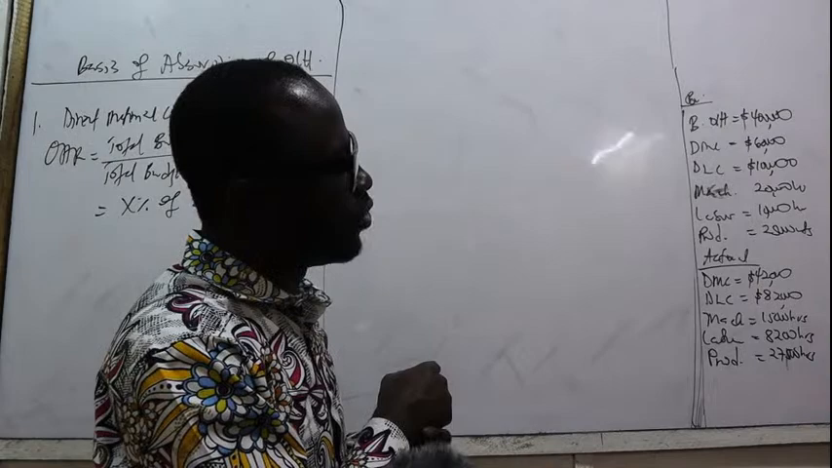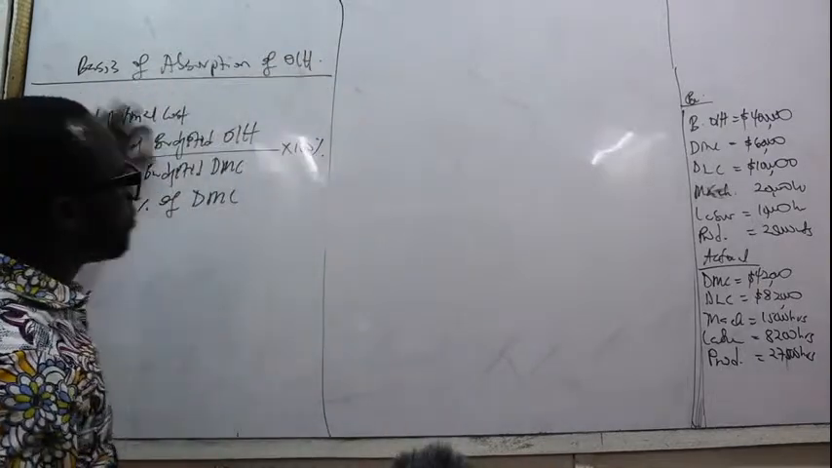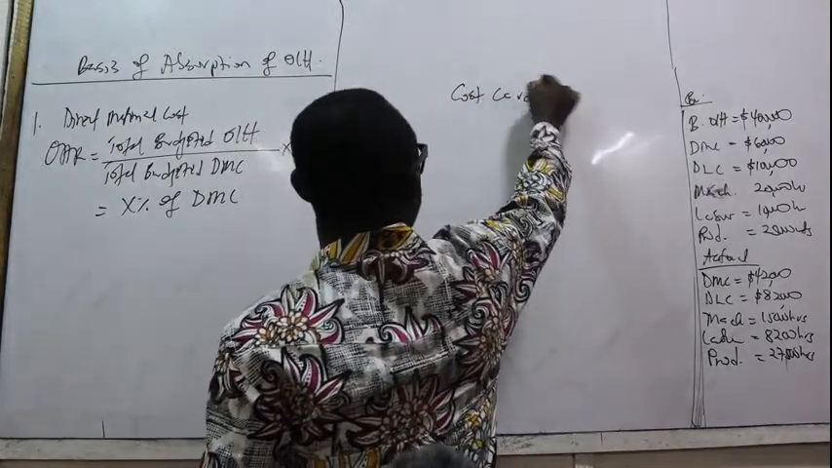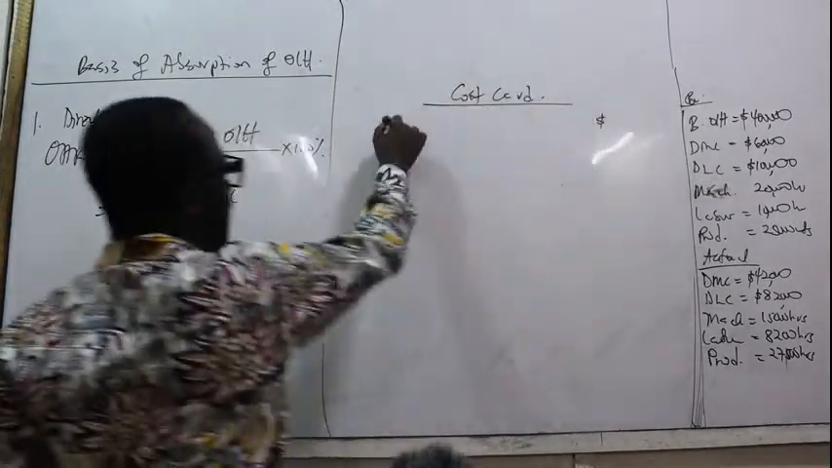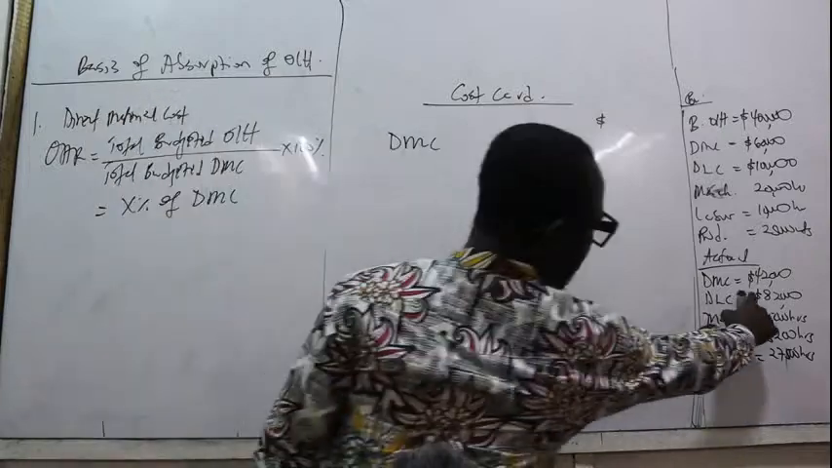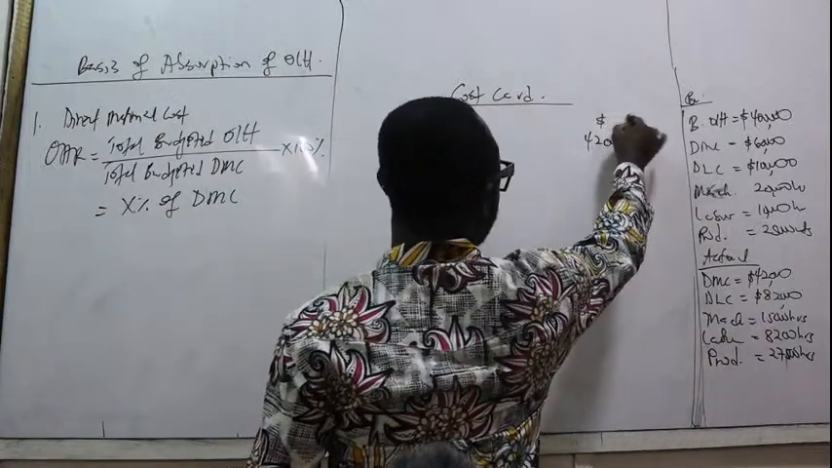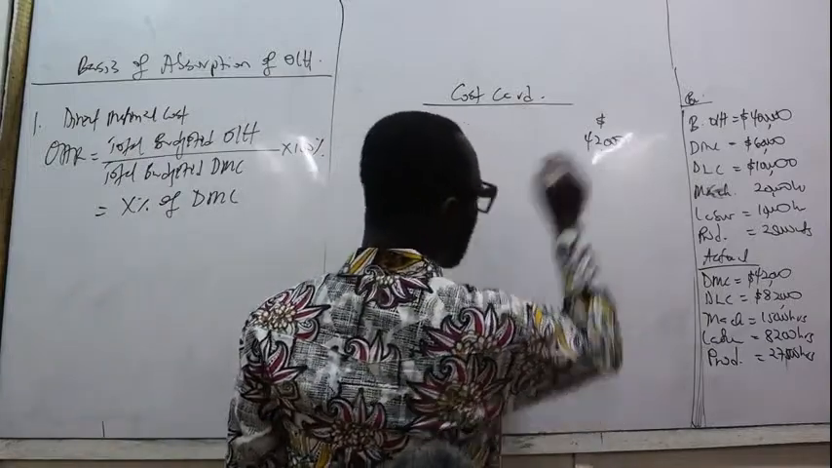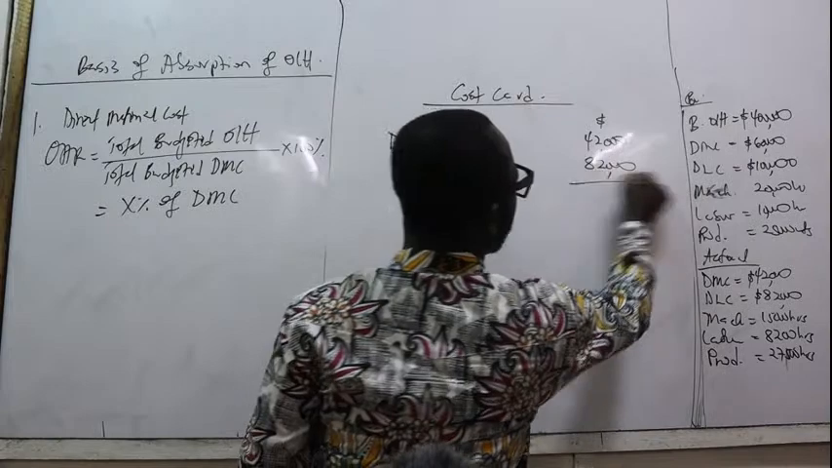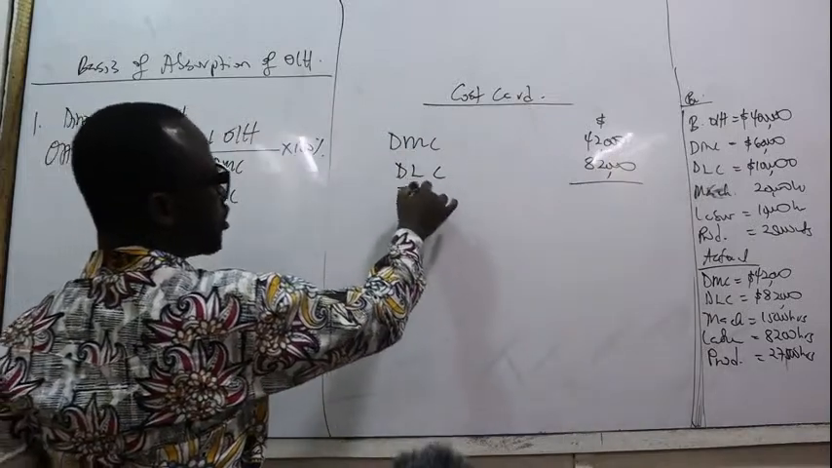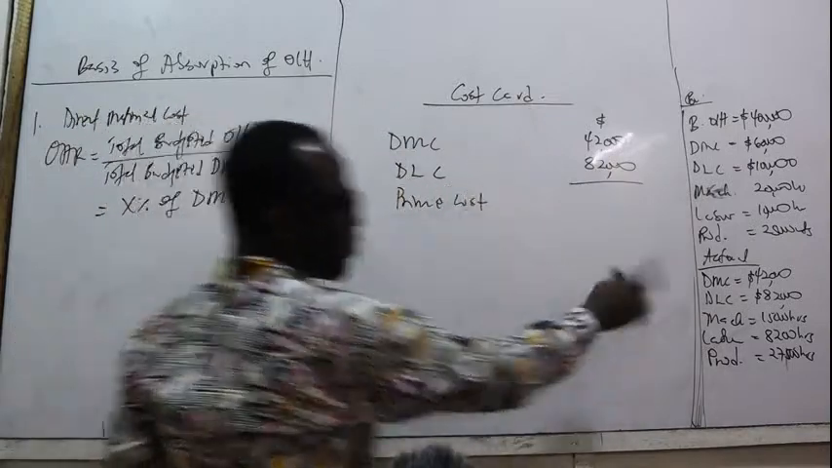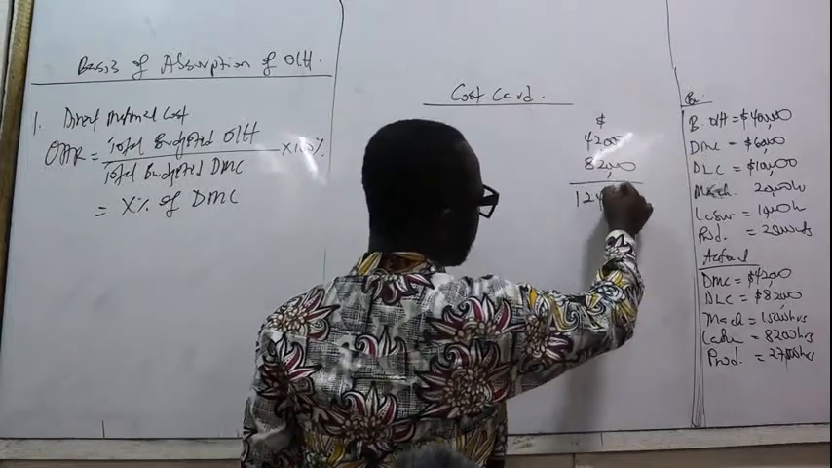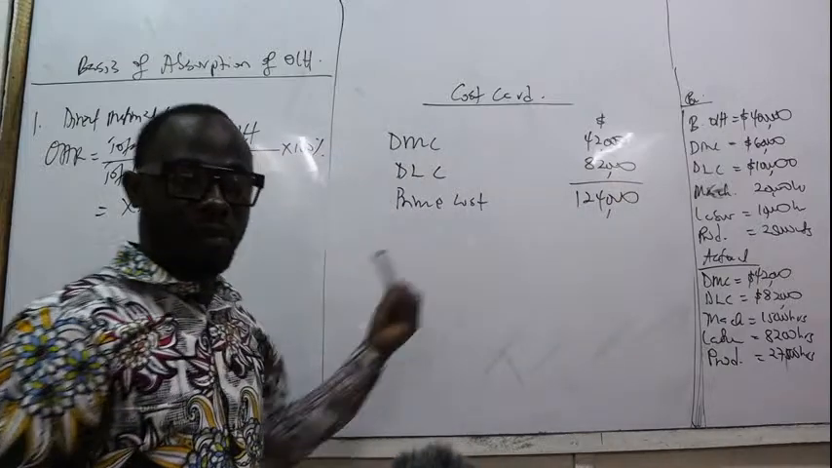Now, what do we do? If we are absorbing overheads, in the preparation of the cost card, this is how we go. We bring the direct material cost, and on the actual level, that's 42,000. Then we bring direct labor cost, and that is 82,000. We add that up, and that gives us the prime cost, which is 124,000.